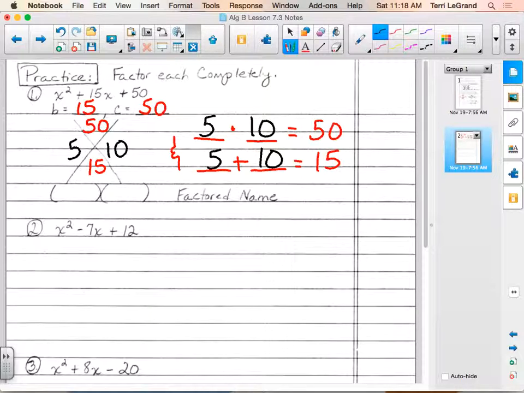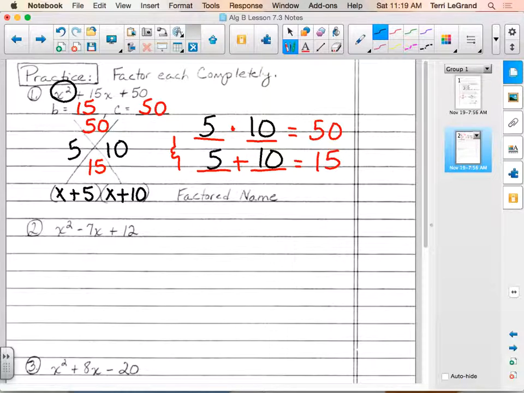Okay. So we now know what both of our factors should end with. They both are going to start with x, because remember the F step of FOIL gets us the first times the first gets us that first term of our trinomial. So our factors are going to start with x. It's a positive 5, so we have plus 5. It's a positive 10, so we have plus 10.